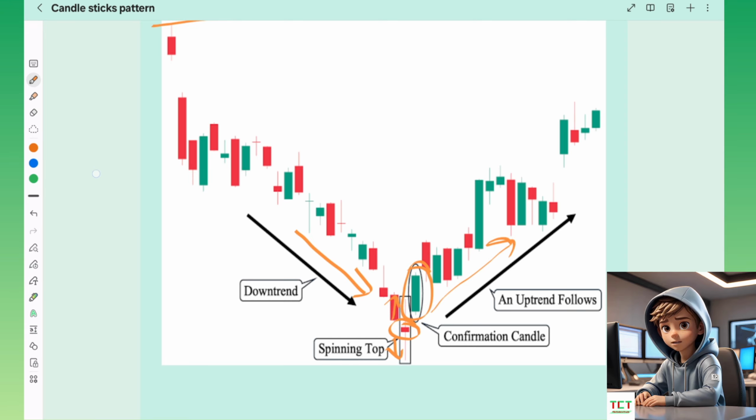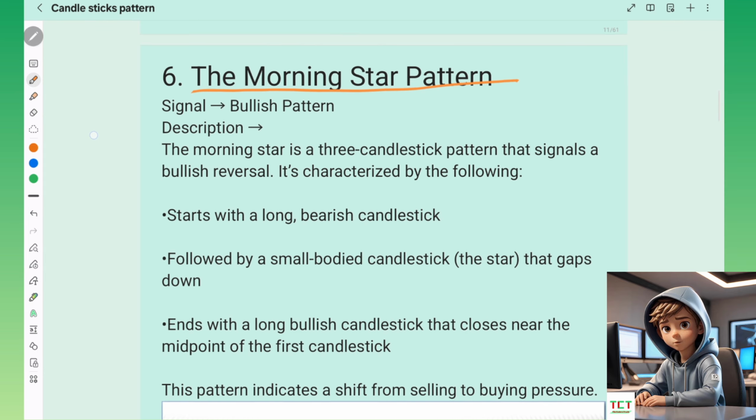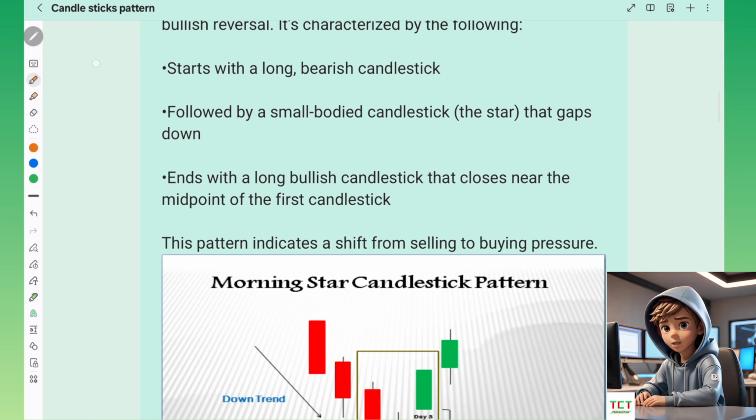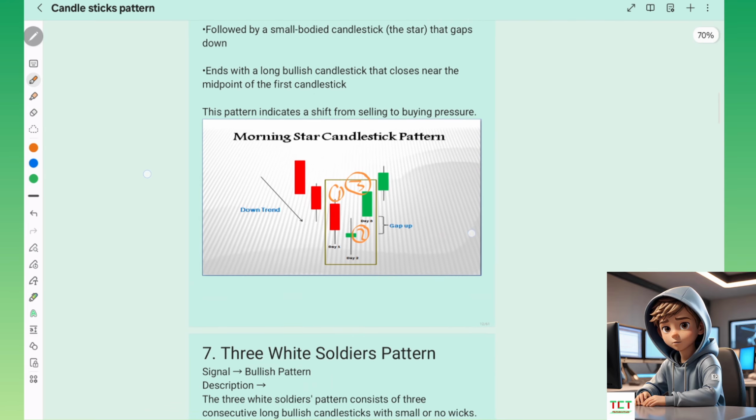Now we're going to learn about a really beautiful pattern called the morning star. This is called morning star because just like a morning star appears before sunrise, this pattern appears before the market rises. This is a 3-candlestick pattern, so you need to look at 3 candles together to identify it. Let me explain step by step how this forms.